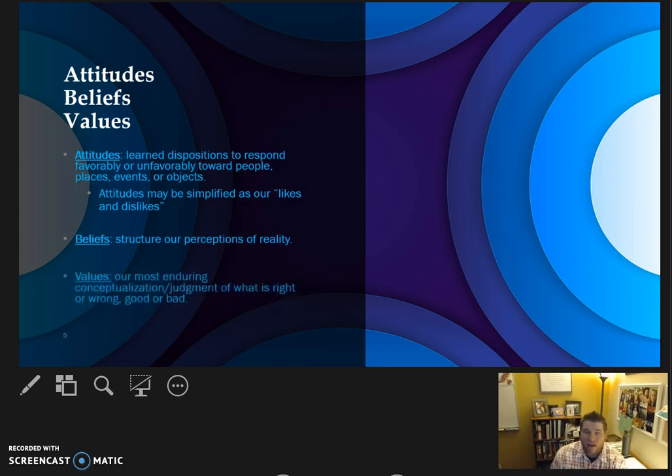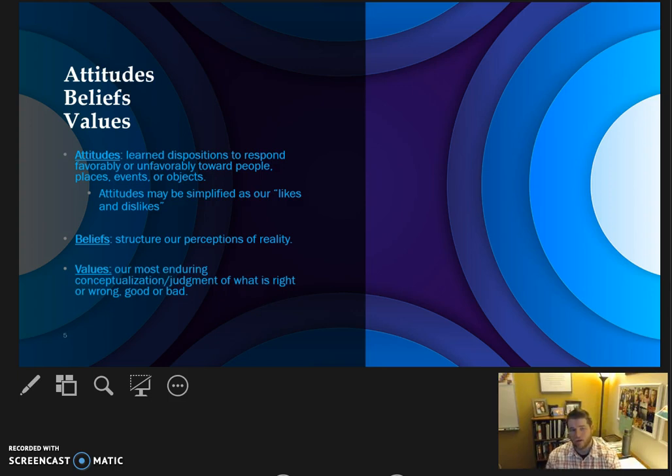And then even deeper are values, okay? Now, usually people would put beliefs at the deepest core, but really values are. Your values are your most enduring conceptualizations or your most enduring judgments of what is right, wrong, good, bad. I can expand on this list here, okay? Right, wrong, good, bad. Moral, immoral. Ethical, unethical. Just, not just. Stuff like that. Your values are sort of they root you in your worldview.